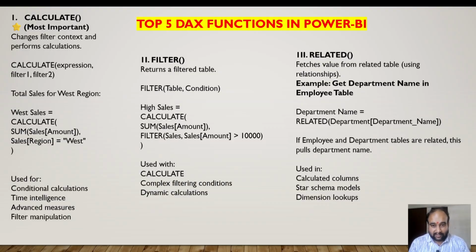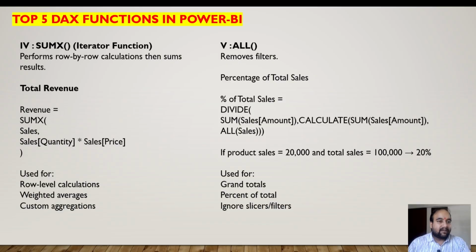So what is the RELATED function? The RELATED function fetches a value from related tables using a relationship. For example, if you want to get a department name from the employee table, what is the syntax? RELATED(Department[DepartmentName]). If the employee and department tables are related, this pulls the department name. We can use RELATED to create a calculated column within a star schema model, in dimension lookups.